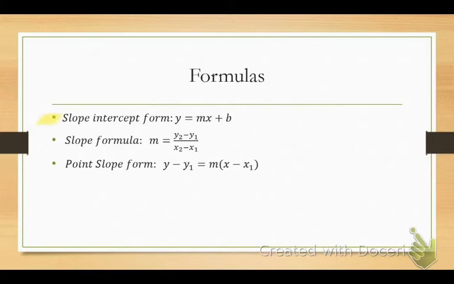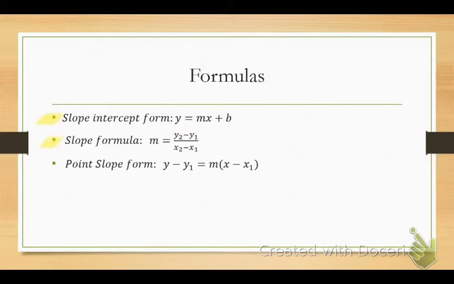Slope-intercept form is y equals mx plus b. You have to know what it's called. In one of my earlier classes, I've had many students who know all the steps, but they don't know what it's called. I'm like, great, you're doing it right. What's it called? They're like, I don't know. They know the steps to get to the answer, but you have to know what it's called: slope-intercept form.